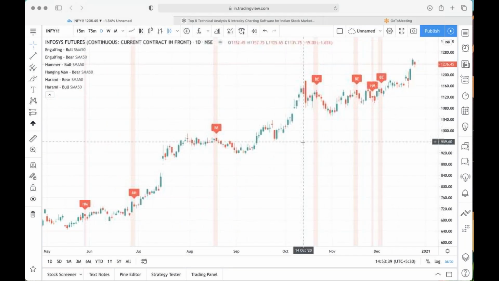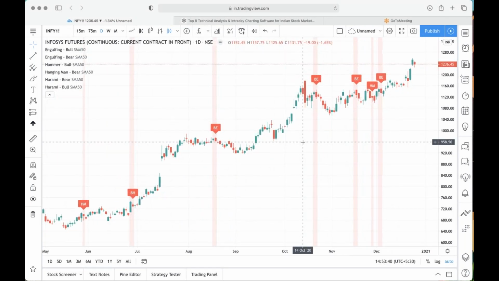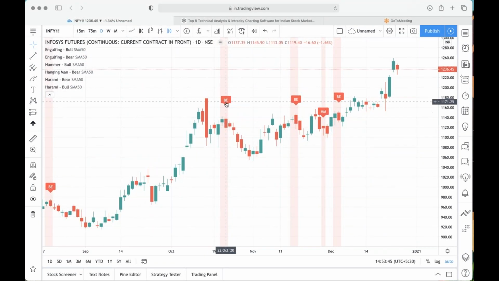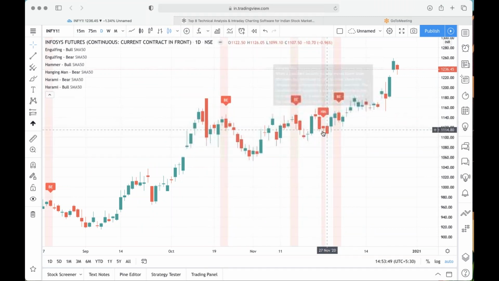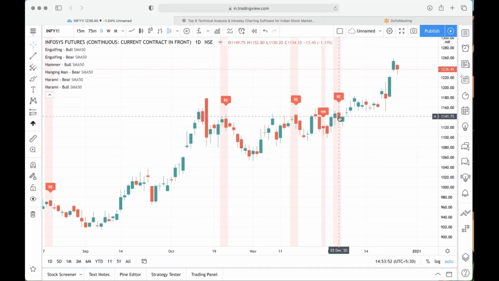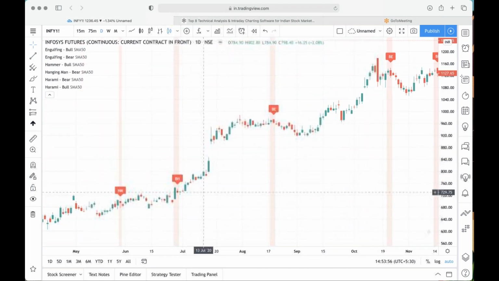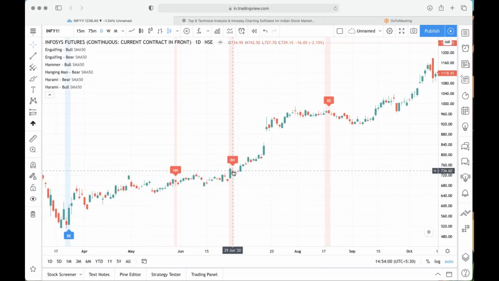So as you can see on my chart here, it has marked the areas, like for example here, it has marked the bearish engulfing. Says that this is the hammer. Says this is the bearish engulfing. Again, the bearish engulfing. It is marking this as the bearish hammer. I'm sorry, bearish Harami, and so on and so forth.